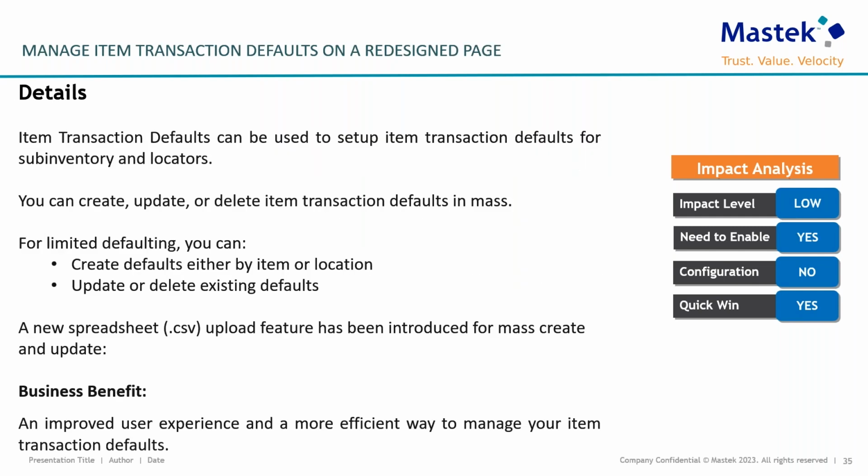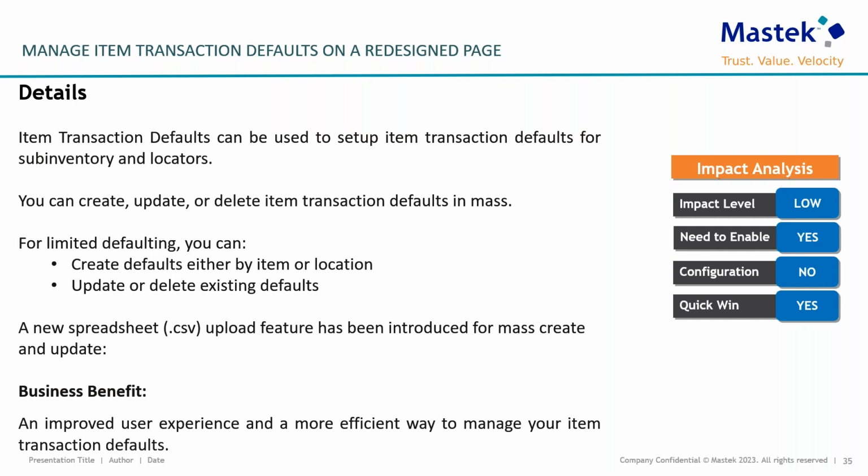Now moving to the next one, which is manage item transaction defaults on a redesigned page. The item transaction defaults provide you with a quick way to default a subinventory and locators specific to a subinventory, shipping, or receiving transaction, to save your users valuable time. These defaults can be used to default the transactions for a specific subinventory and locators.